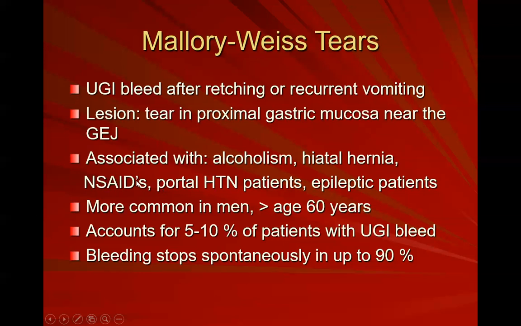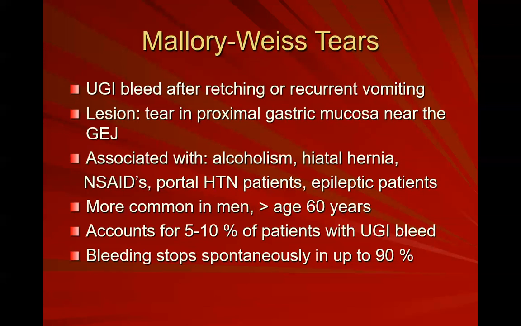Also, other risk factors could be NSAIDs, portal hypertension, and epileptic patients. This is very important. It's more common in men, and especially over the age of 60. It accounts for 5 to 10% of patients with upper GI bleeding. It's considered a rare cause. However, it's a very important area for examinations, especially even in Step 1, they like to ask about it.